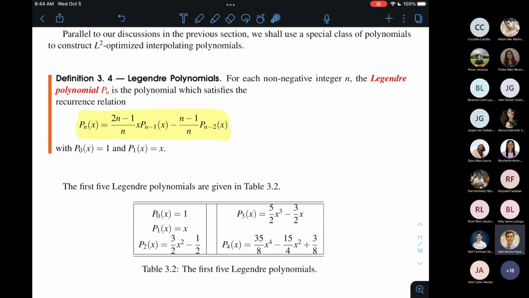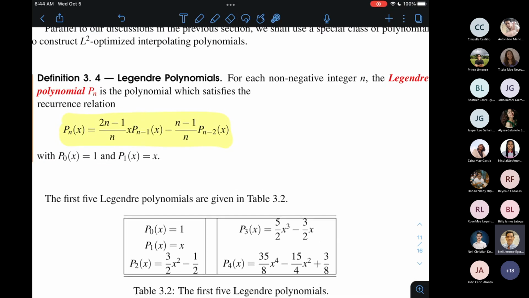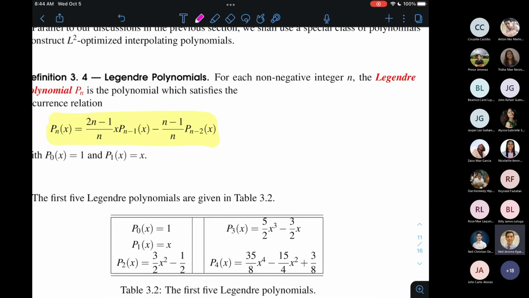So here's our initial condition. The degree 0 Legendre polynomial is 1, and the degree 1 Legendre polynomial is simply x. So magkamukha sila ng Chebyshev polynomials ng initial condition. Now to find higher order or higher degree Legendre polynomials, so we'll just use the recursive formula.